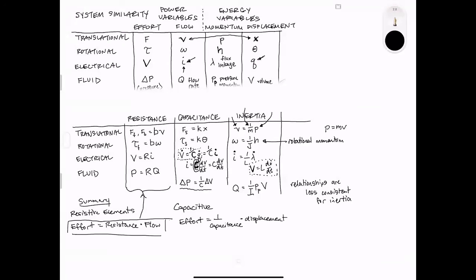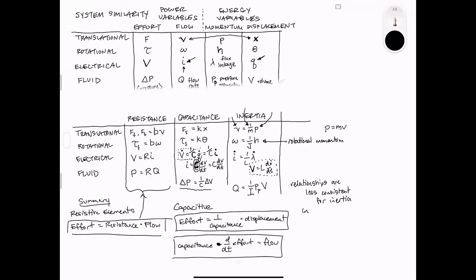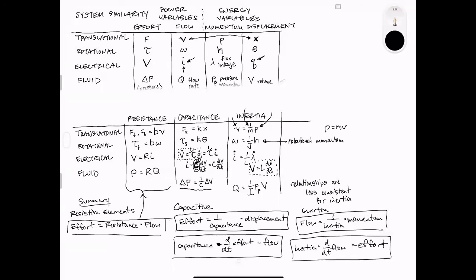Or we could look at it this way. The capacitance times the time rate of change of the effort equals the flow. So there's two equations right there. And then for inertia, down here, we had the flow variable equals 1 over the inertia times momentum, or we had the inertia term times d/dt of the flow variable equals the effort variable.